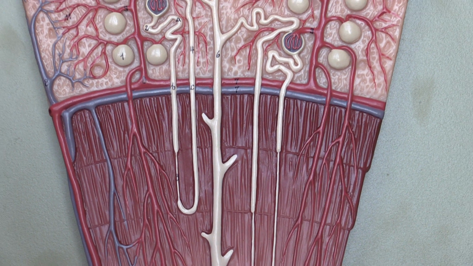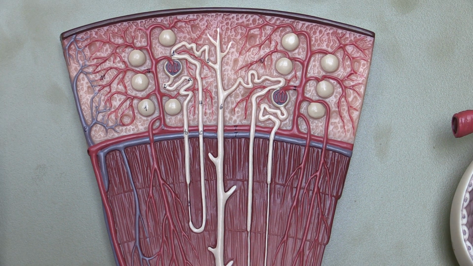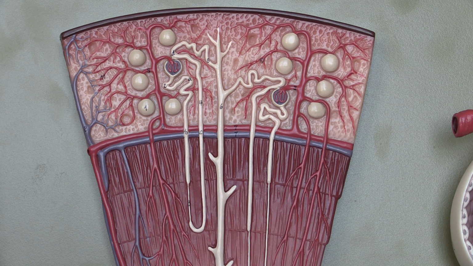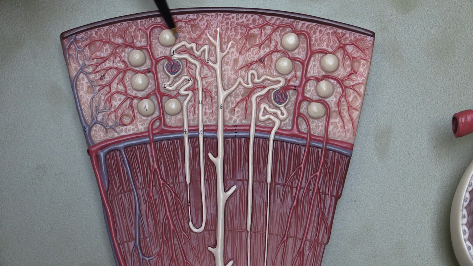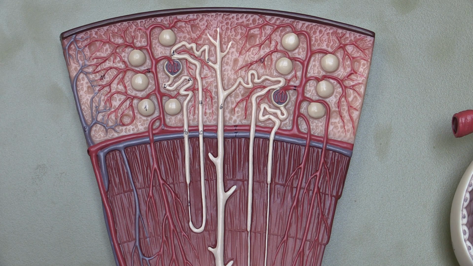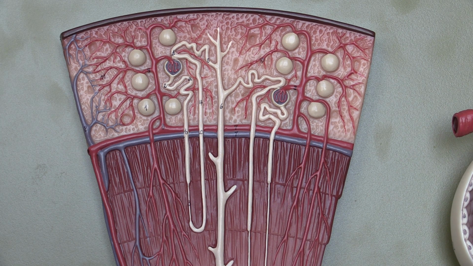Now, there are basically two types of nephron. There are cortical nephrons and there are juxtamedullary nephrons. Now, the cortical nephrons are in the outer part of the cortex. So in this model, that is the top part of the cortex. And this is the outer part of the cortex along here. And these tend to have relatively short loops.